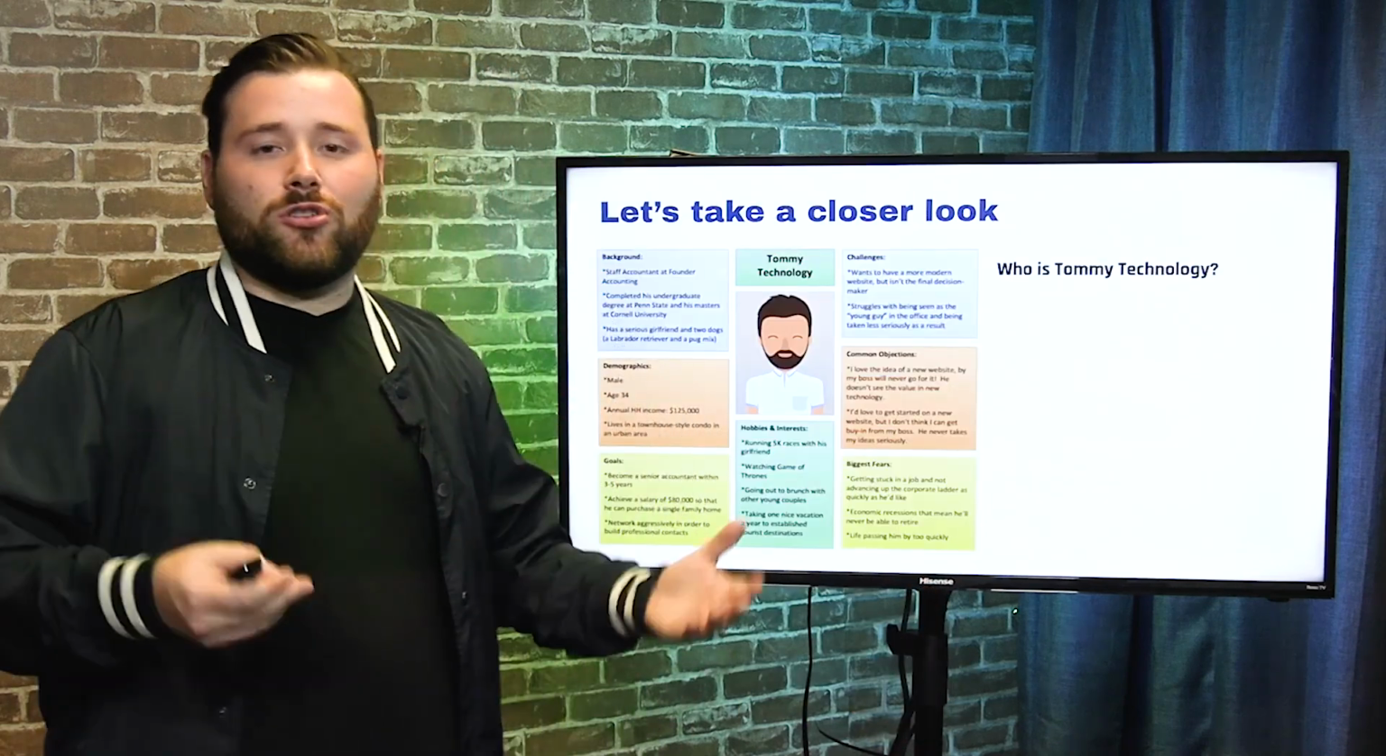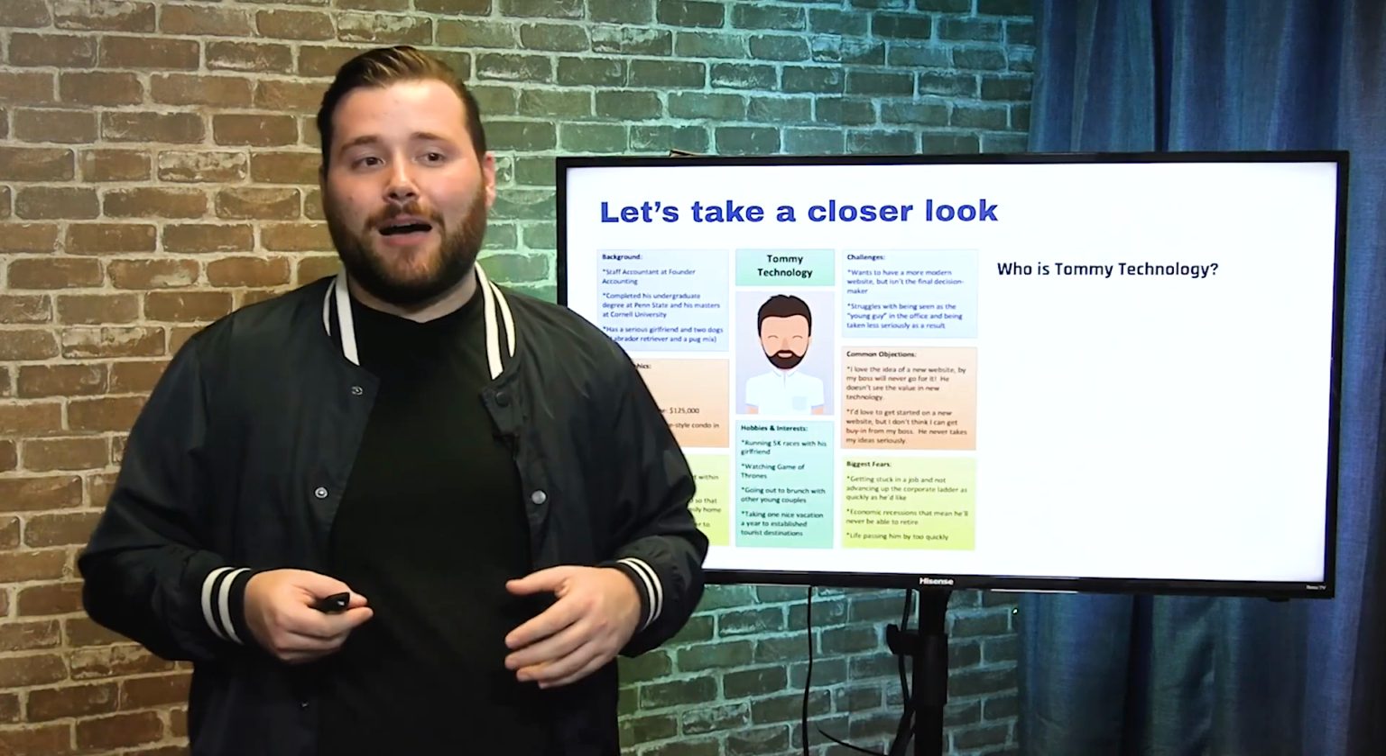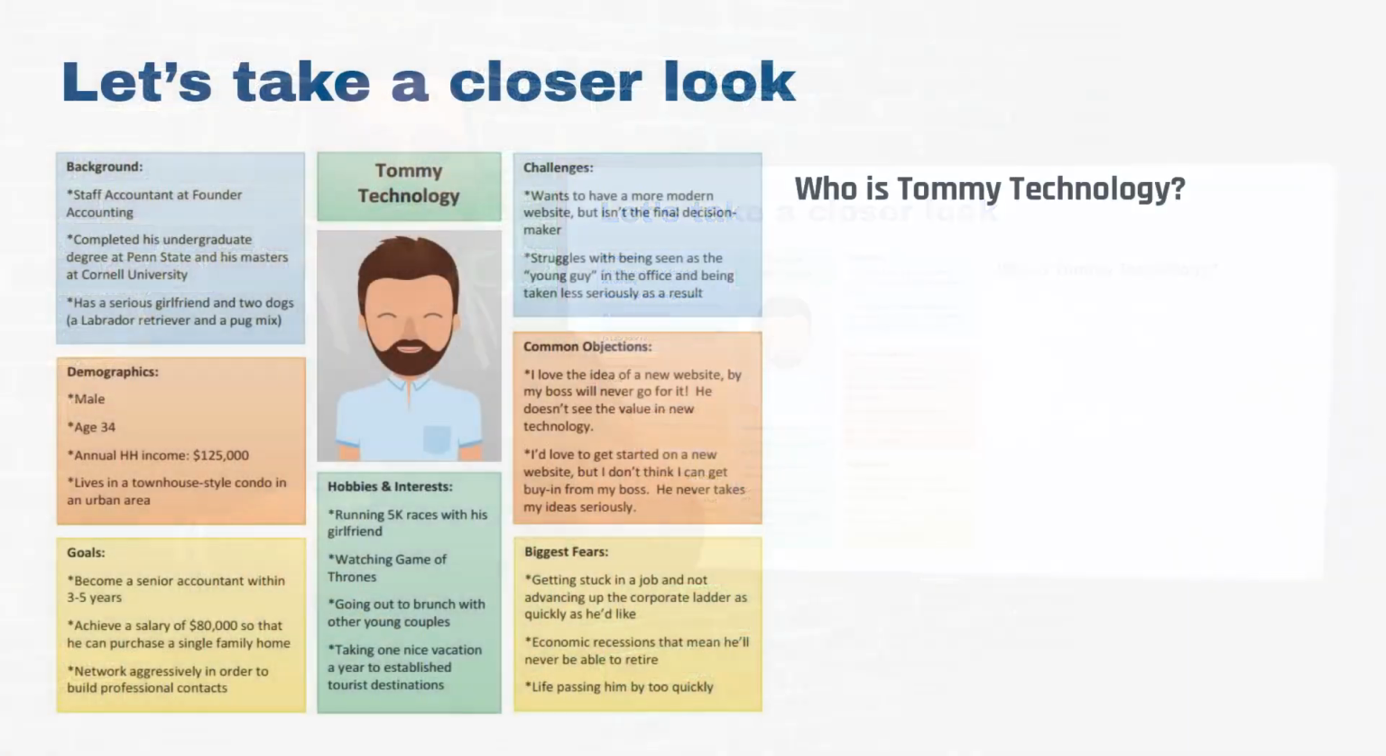So let's take a closer look. Now, we've got an example here. This guy's name is Tommy Technology, and we're going to take a look at all the different aspects that you will use when building your customer avatar. So first, let's take a look at background. If we look at our background here of Tommy Technology, he's a staff accountant at Founder Accounting. He completed his undergraduate degree at Penn State and his master's at Cornell University. And he has a serious girlfriend and 2 dogs, a Labrador Retriever and a Pug mix, right?